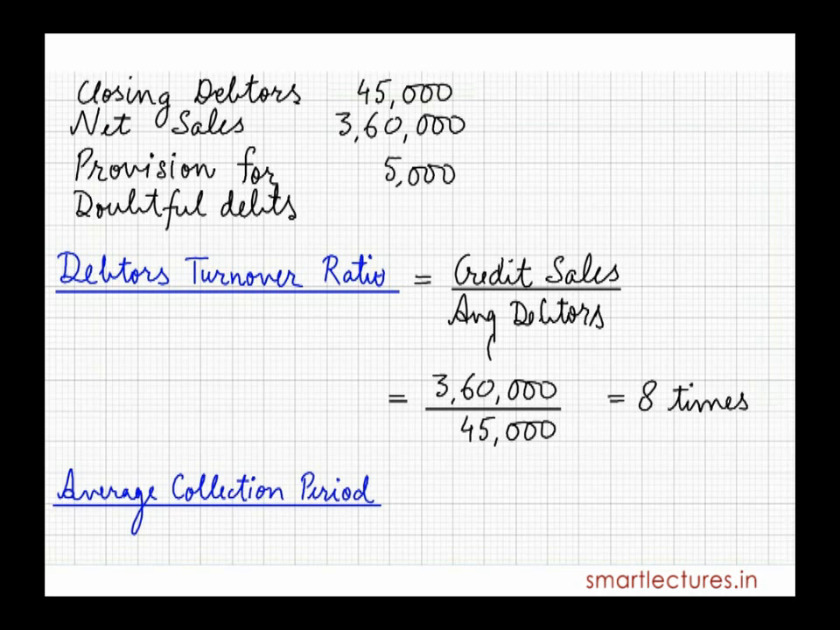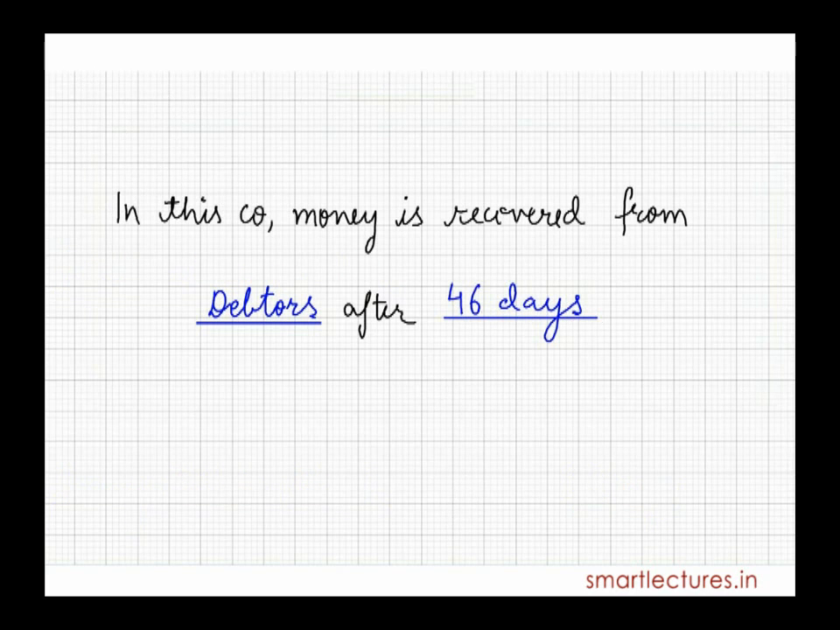If you are asked to calculate average collection period in days, that will be 365 days upon 8. That is equal to approximately 46 days. It means in this company, goods are sold on credit and the money is recovered from the debtors after 46 days.